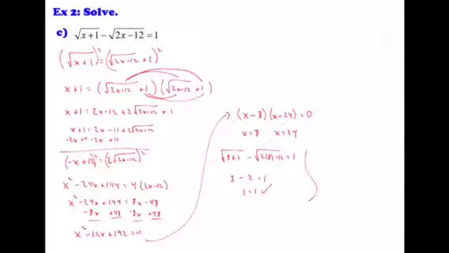What about 24? Well, that's the square root of 24 plus 1 minus the square root of 2 times 24 minus 12 should equal 1. So that's the square root of 25. Square root of 25 is 5. You got 48 minus 12 is 36. The square root of 36 is 6. So it looks like we get negative 1 is equal to 1, which is not a true statement. So your only solution to this is x equals 8.